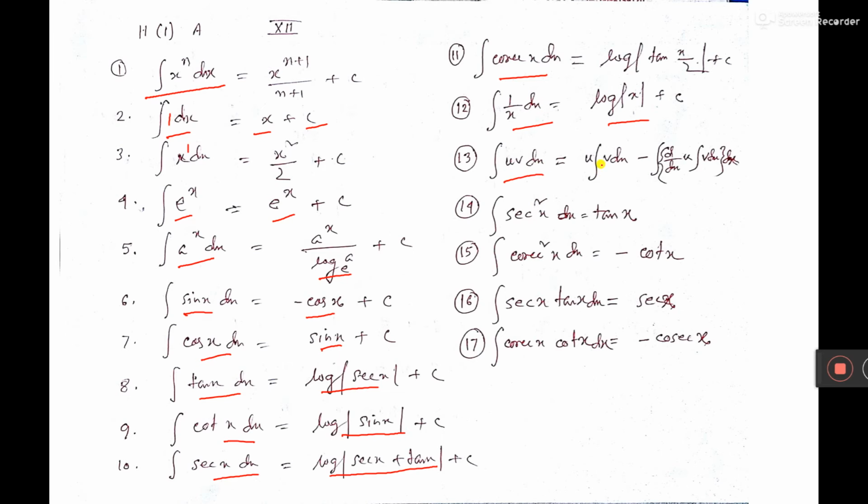Integration of uv is u integration v dx minus integration of d dx of u into integration v dx, total dx. Sec square x dx integration is tan x. Cosec square x dx integration is minus cot x. Sec x tan x integration is sec x. Cosec x cot x integration is minus cosec x.